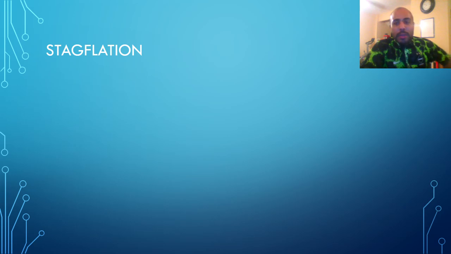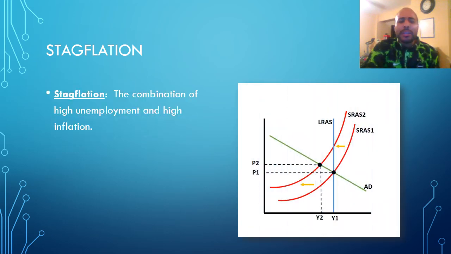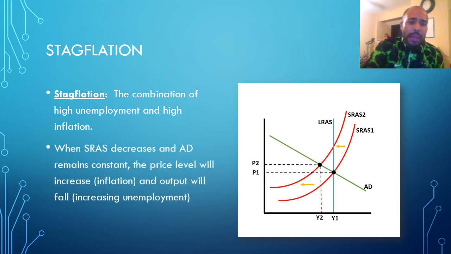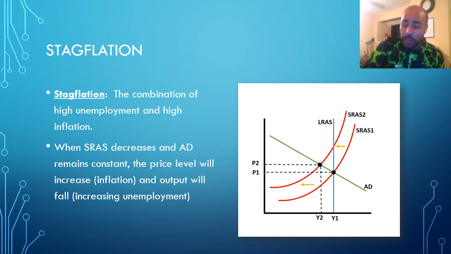Now, stagflation is something else that's kind of negative, kind of like crowding out. Stagflation means that sometimes we actually have high unemployment and high inflation at the same time. We know that usually when unemployment is high, inflation is low, but that's not always the case. If our SRAS were to decrease, meaning a leftward shift of our SRAS like you see in the graph here, what happens is that our price level will increase and our output will decrease.